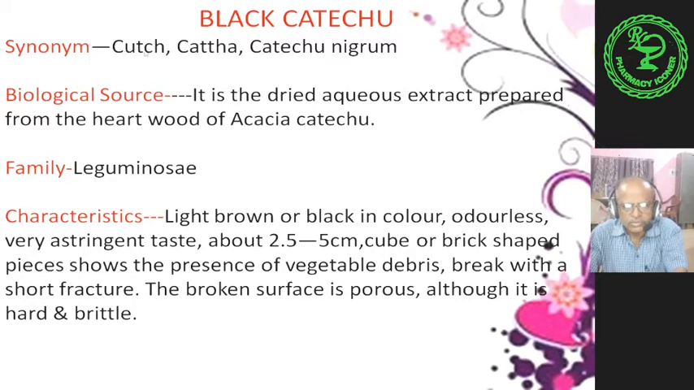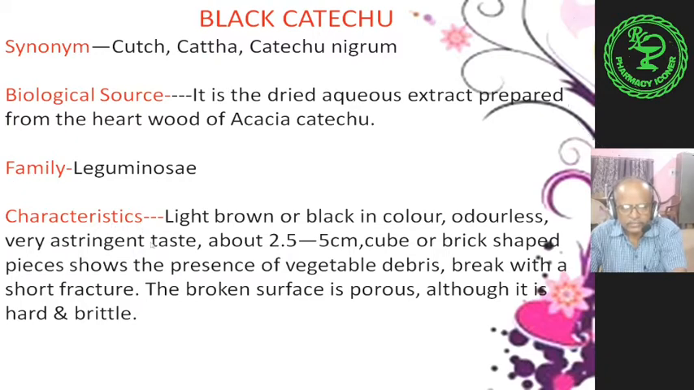Synonyms are kuch, katha, and catechu nigrum. About the biological source, it is the dried aqueous extract prepared from the heartwood of Acacia catechu. Heartwood means the inner portion of the wood, because the outer portion is known as sapwood. So this is the difference: black catechu is obtained from the heartwood of Acacia catechu, family Leguminosae.